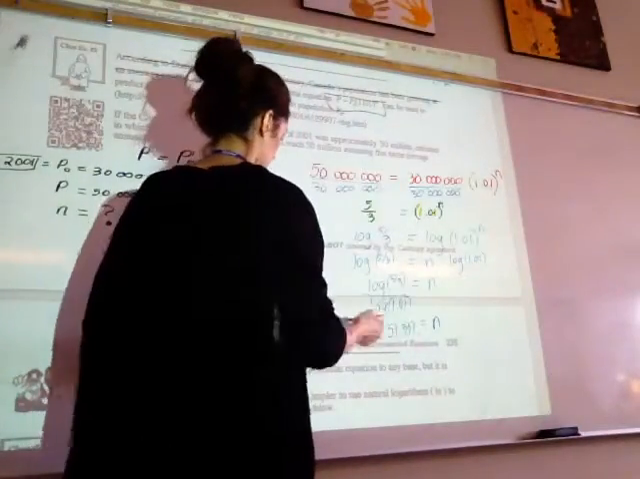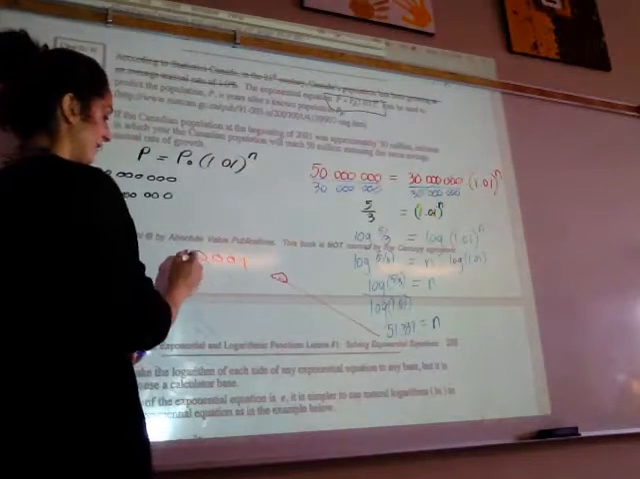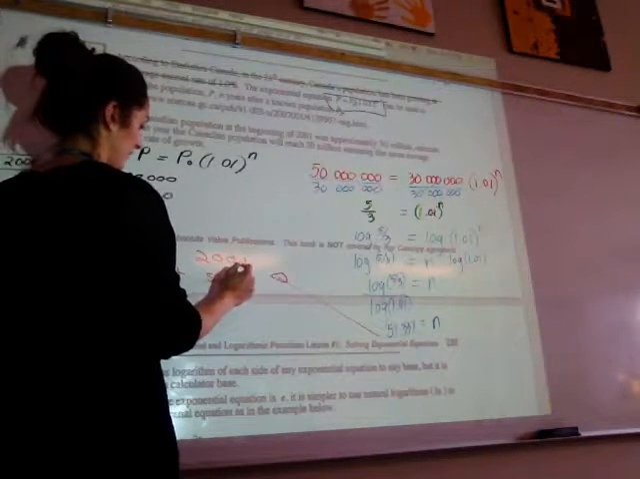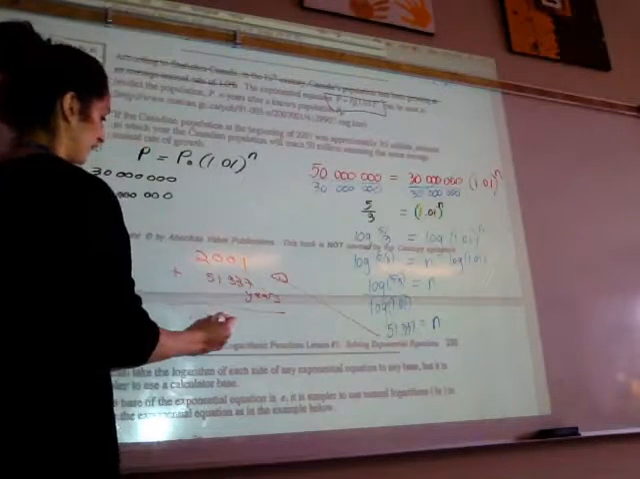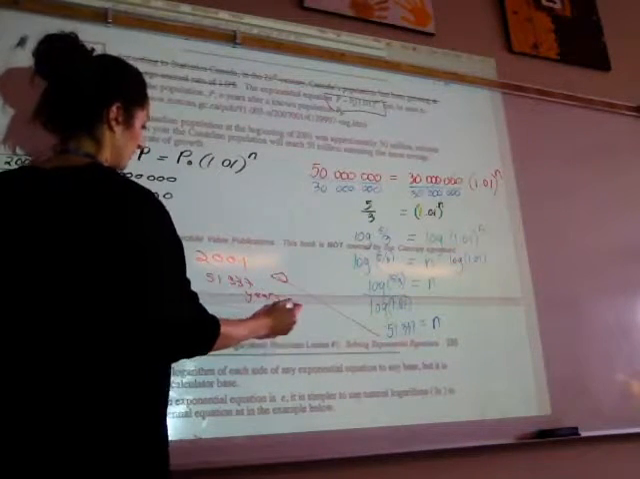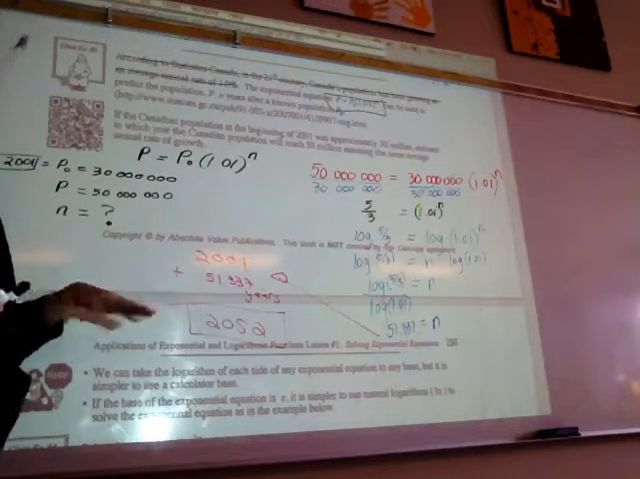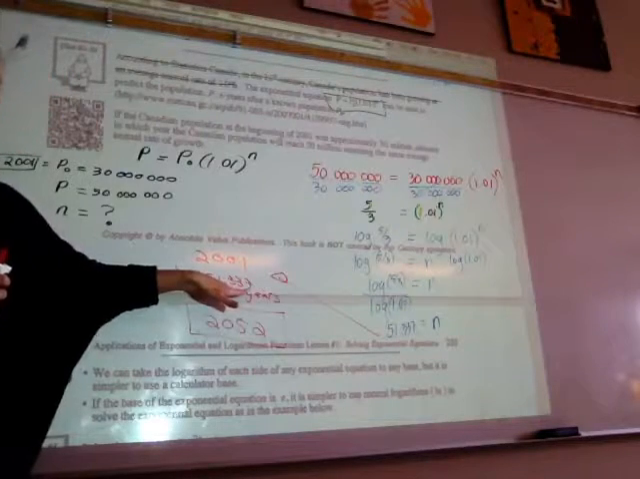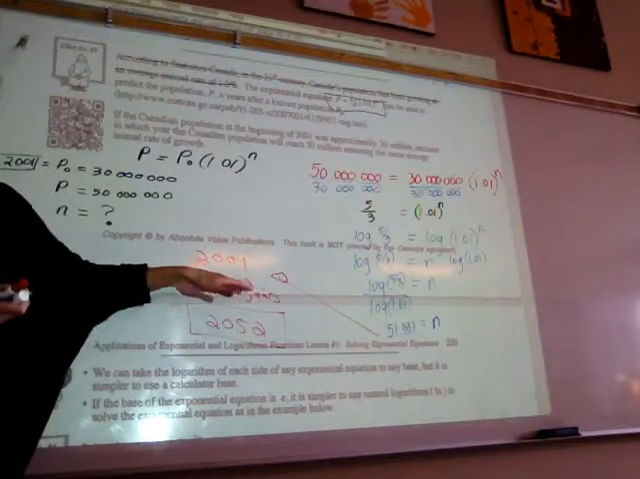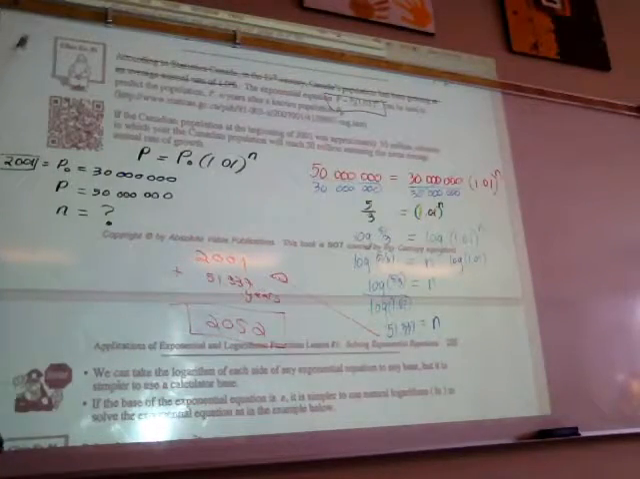So we started out in 2001. Then we're adding 51.337 years. So we end up with 2052, our final answer. Now is this population of 50 million going to happen right at the beginning of 2052? No, because we have to account that these decimals here represent months. So it's going to be sometime in 2052. Next lesson we'll get into the months.